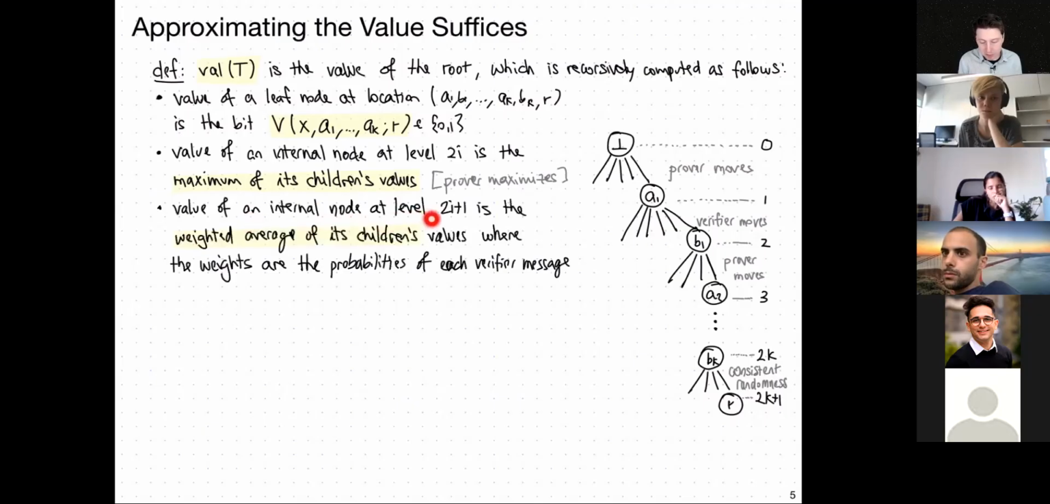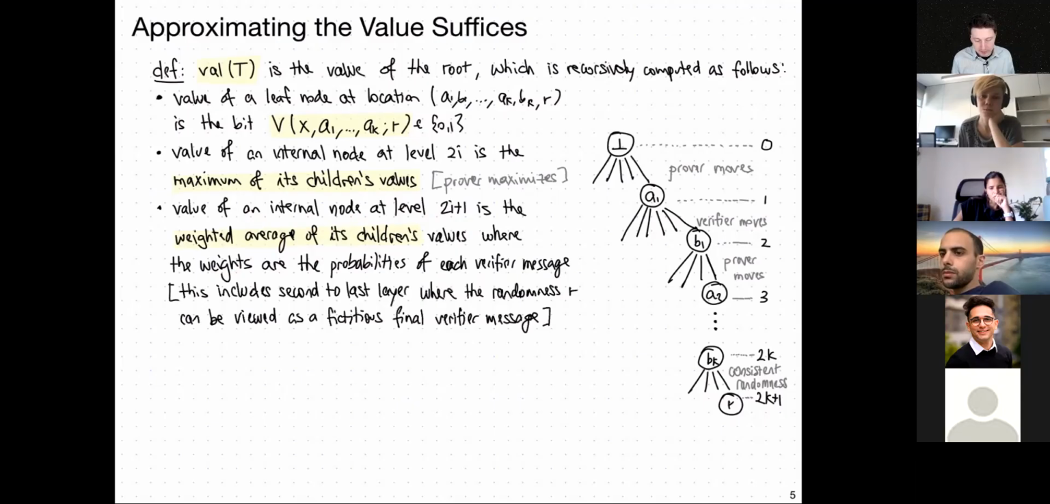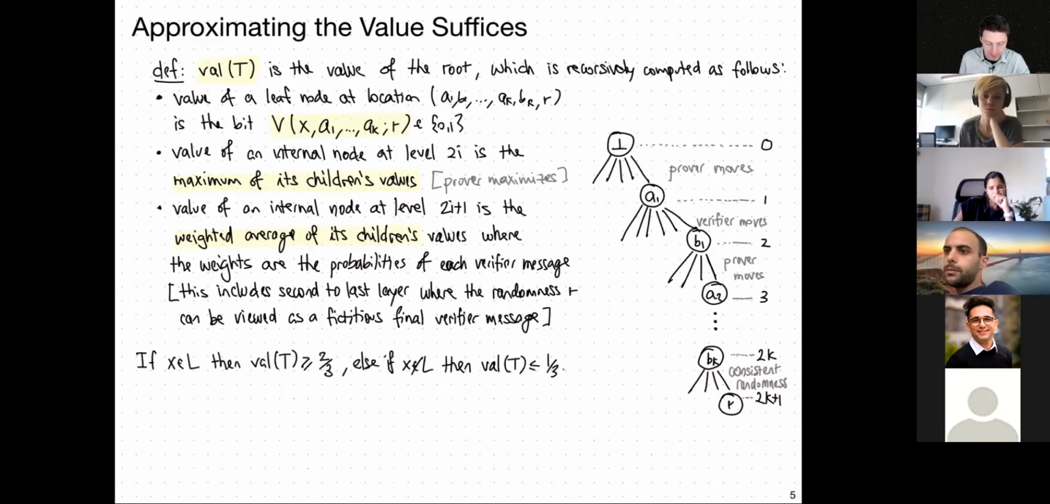And the value of an internal node at an odd level is the weighted average of its children, because the verifier will move randomly according to its randomness, but only among the randomness strings that are consistent with things so far. So there's going to be some weights on the probabilities of each verifier message, and you just take the weighted average of those. And this also includes the last layer, where you take the average over whatever random strings are consistent with it.